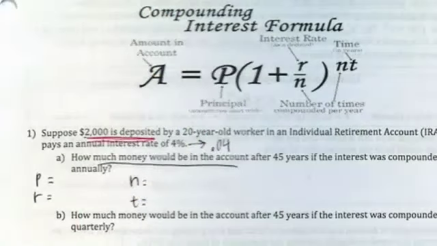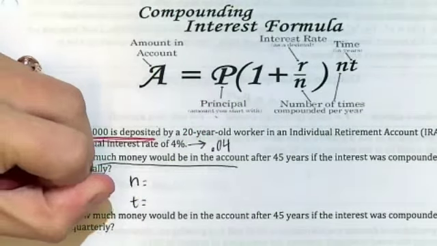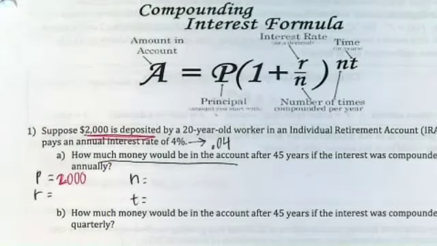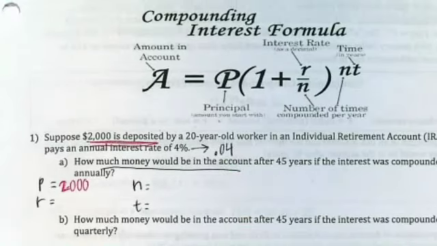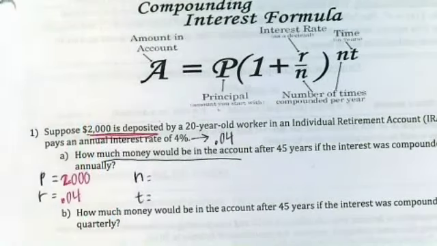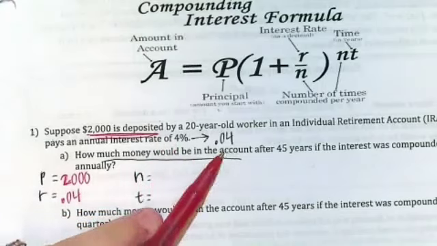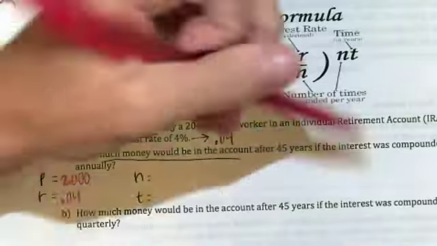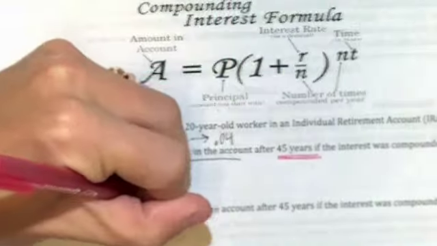I started with $2,000. Whoops, that is the example I used earlier too. Sorry. It's not always going to be $2,000. Don't worry. R is the rate. We already identified that. The most important thing with rate is to convert it from a percentage, which it will almost always be given to you, to a decimal. T is how many years. So how much would be in the account after 45 years?